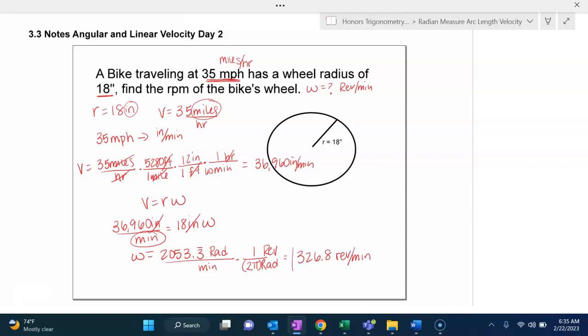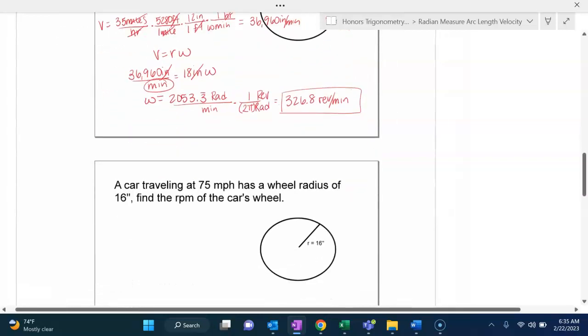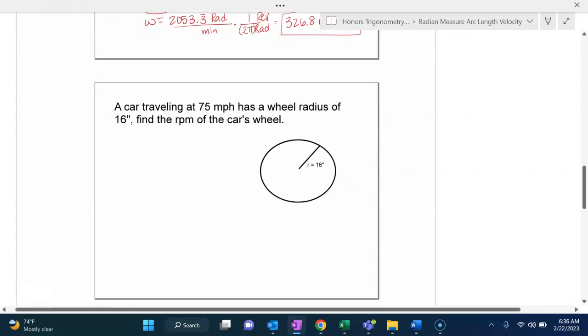revolutions per minute. The big thing you need to take away from this is the units have to line up. We couldn't have used the miles with the inches. The next problem is very, very similar. I want you to try that one on your own. It's the same setup, just different numbers. Reach out if you have any questions, and good luck.